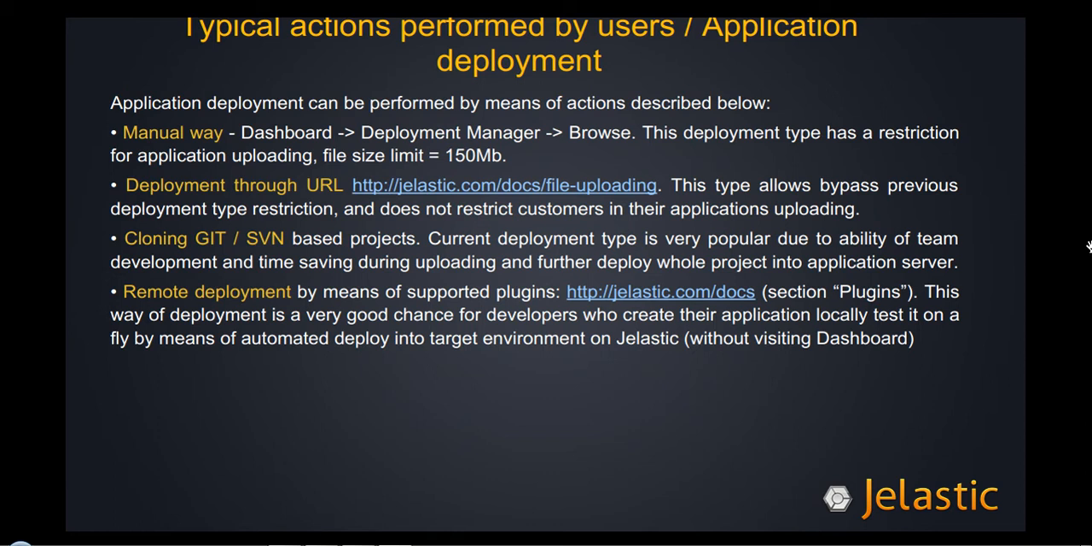So first of all, the simplest. This is a manual way. This can be achieved by means of the dashboard, the deployment manager. In this case, a customer uploads his application zip file, WAR file, EAR file, tar.gz file, whatever, all types that are supported in Jelastic can be uploaded. And then manually deploys that application to a target environment.